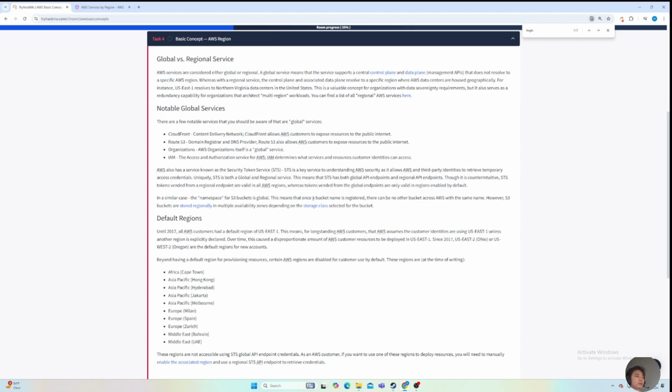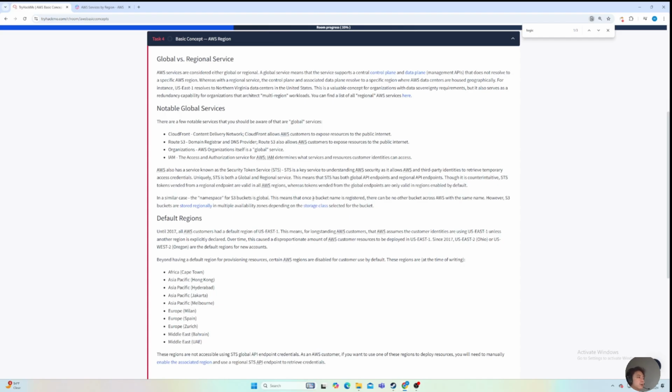This means for long-standing AWS customers that AWS assumes the customer identities are using US East 1 unless another region is explicitly declared. Over time, this caused a disproportionate amount of AWS customer resources to be deployed to US East 1. Since 2017, US East 2, Ohio, or US West 2, Oregon, are the default regions for new accounts. Beyond having a default region for provisioning resources, certain AWS regions are disabled for customer use by default.